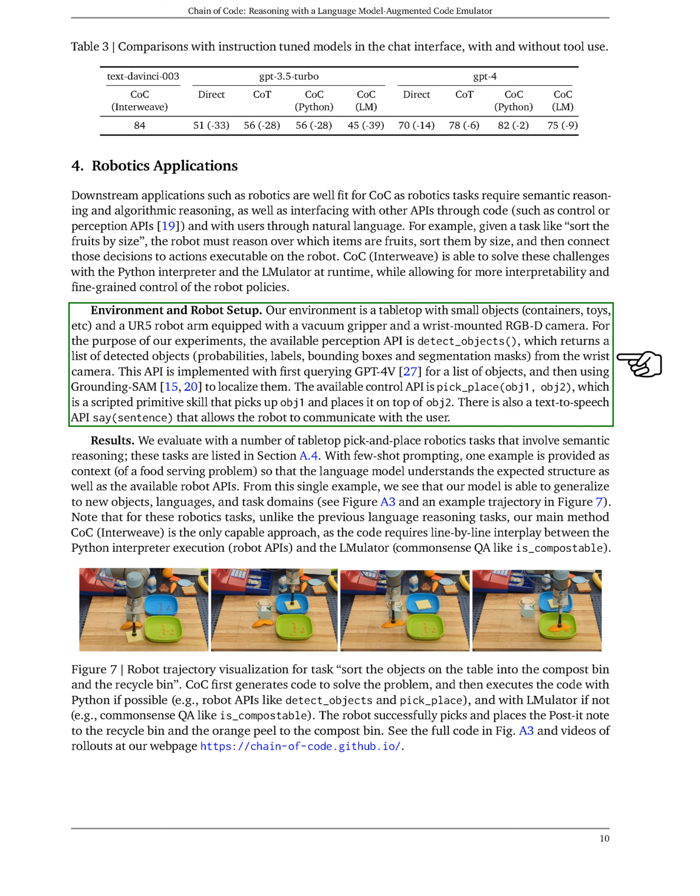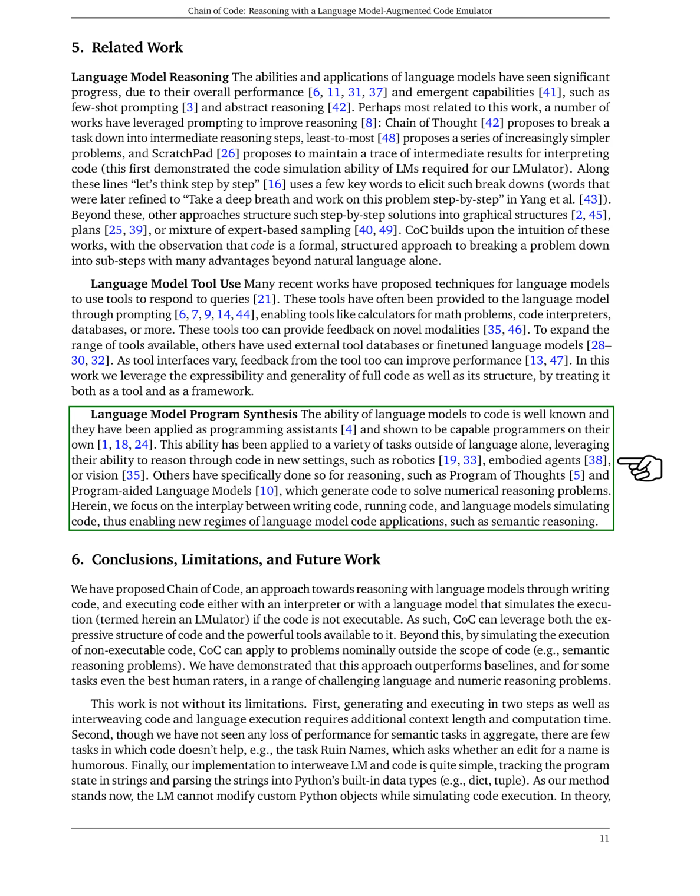Many recent works have proposed techniques for language models to use tools to respond to queries. These tools have often been provided to the language model through prompting, enabling tools like calculators for math problems, code interpreters, databases, and more. The ability of language models to code is well known, and they have been applied as programming assistants and shown to be capable programmers on their own. This ability has been applied to a variety of tasks outside of language alone, leveraging their ability to reason through code in new settings, such as robotics, embodied agents, or vision. In this work, we focus on the interaction between writing code, running code, and language models simulating code, thus enabling new regimes of language model code applications, such as semantic reasoning.